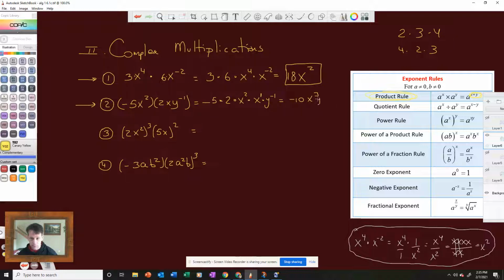But if I have a y to the negative 1, what can I do with that guy? Well, he can go on the bottom. So my final answer is negative 10 x to the third divided by y to the 1, or simply divided by y. So negative 10 x to the third divided by y. Okay, what I would like for you to try is to pause the video and try the next two.